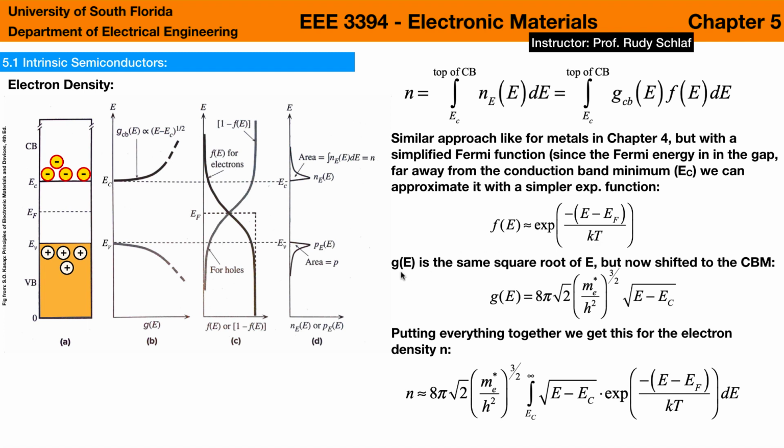When it comes to the density of states, GE, we get the same square root like we got it for metals, but the curve is now, of course, shifted to the conduction band minimum, and so we have here E minus EC under the square root. But the factor is exactly the same. It contains the effective mass of the electron. So now we plug in these two expressions under the integral, and we pull out that constant in front of the integral, and now we need to evaluate this integral here.